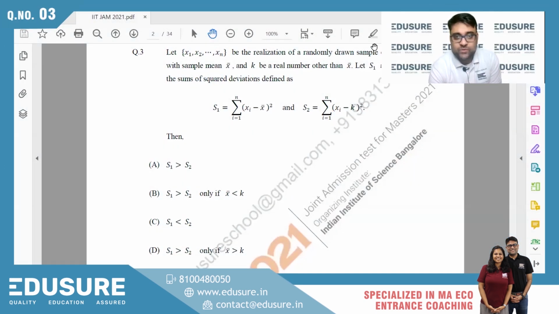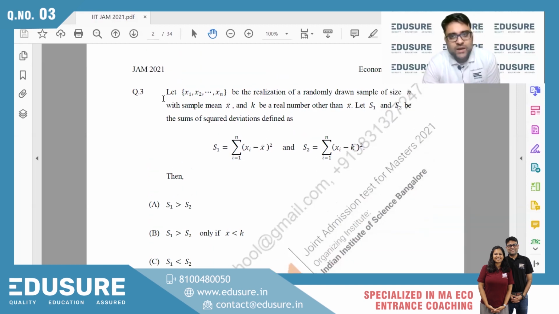IIT JAM 2021, question number 3. Let x1, x2 up to xn be the realization of a randomly drawn sample of size n with the sample mean of x bar. Let k be a real number other than x bar. S1 is this, S2 is this. Okay, so what can be said about the relationship between S1 and S2?